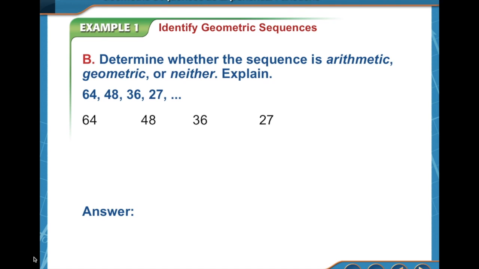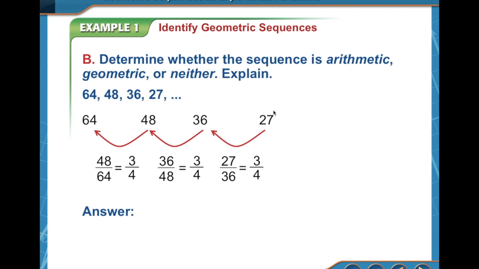Well, if you want to check that, you can take one term, divide by the previous term, and see what you get. Then take the next term, divide by the previous term, and see what you get. Then check the last term, divide by the term before that, and see if all those fractions are the same. So it turns out 48 over 64 is 3/4. 36 over 48 is also 3/4. And 27 over 36 is still 3/4. So, in other words, if we had 64 to start and we multiply by 3/4, we'd get 48. If we multiplied it again, we get 36. And if we multiplied by 3/4 one more time, we get 27. So the common multiplier is 3/4.